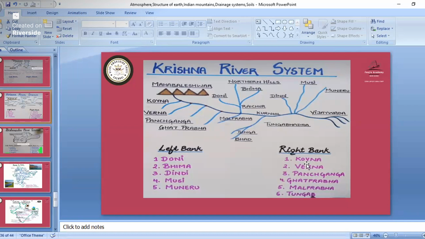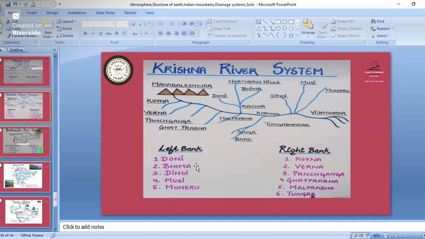Panchganga, and in Ganga that already means some Ganga were there. So we must know about all that Ganga and their tributaries. Ghatprabha, Malaprabha. This is Tungabhadra. This is not fully written, so it is Tungabhadra. And left bank tributaries are Dhoni, Bhima, Dindi, Musi. So you must know about Musi.